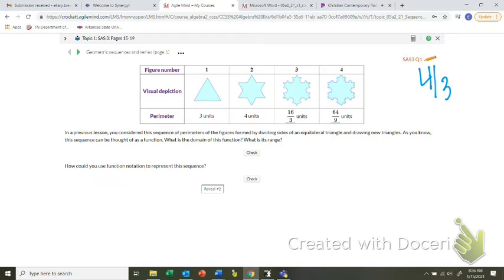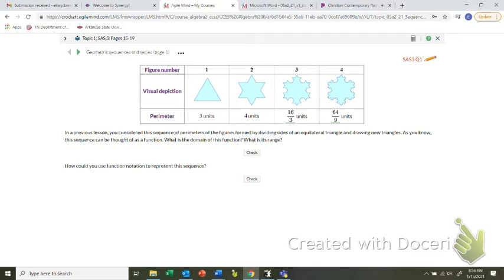All right. So, number 1 says the sequence of perimeters of the figures formed by dividing sides of an equilateral triangle and drawing new triangles can be thought of as a function. Well, we know that. All right, so on A, it says, what is the domain of a function? So think back, maybe Algebra 1, maybe 8th grade, I don't know, sometime. What is domain? Is domain X or is domain Y? It is X. Those are our input values, okay?